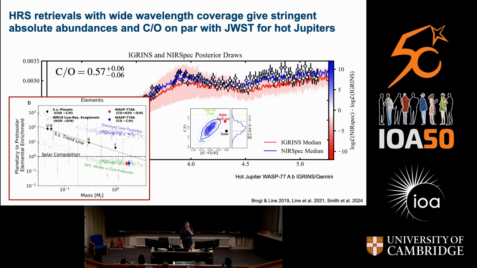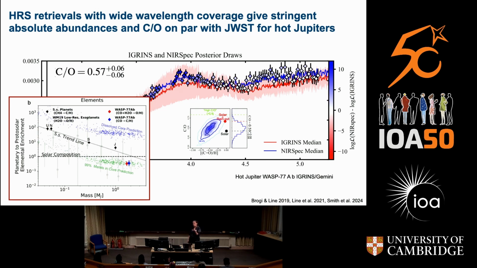And we want to tie this to, for example, if we look at trends between the mass of the planet and the proto-solar element enrichment, we see that our solar system seems to lie on a trend, and different formation models would predict different locations in this diagram for the planet. And we can see that this one is lying below, close to solar composition.